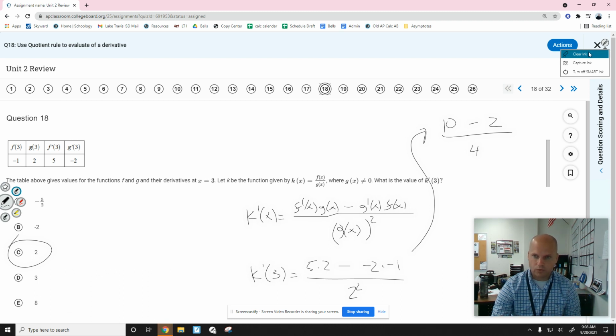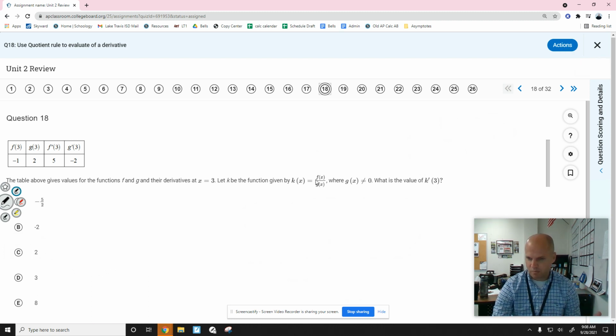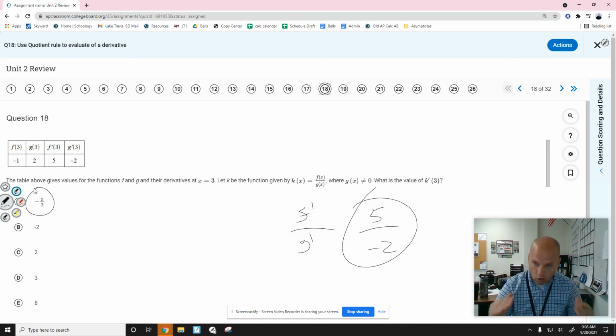Don't forget about your rules. Too many people do f prime over g prime. Watch what happens. This is a good example. What if you made a mistake? What if you forgot the quotient rule? f prime of 3 is 5, g prime of 3 is negative 2. Oh, I think it's that. Oh, I feel good about myself. There's the answer. Wrong. Know your rules. Use your rules. Don't get misled, because you're going to circle an answer feeling good about yourself, but you were wrong.